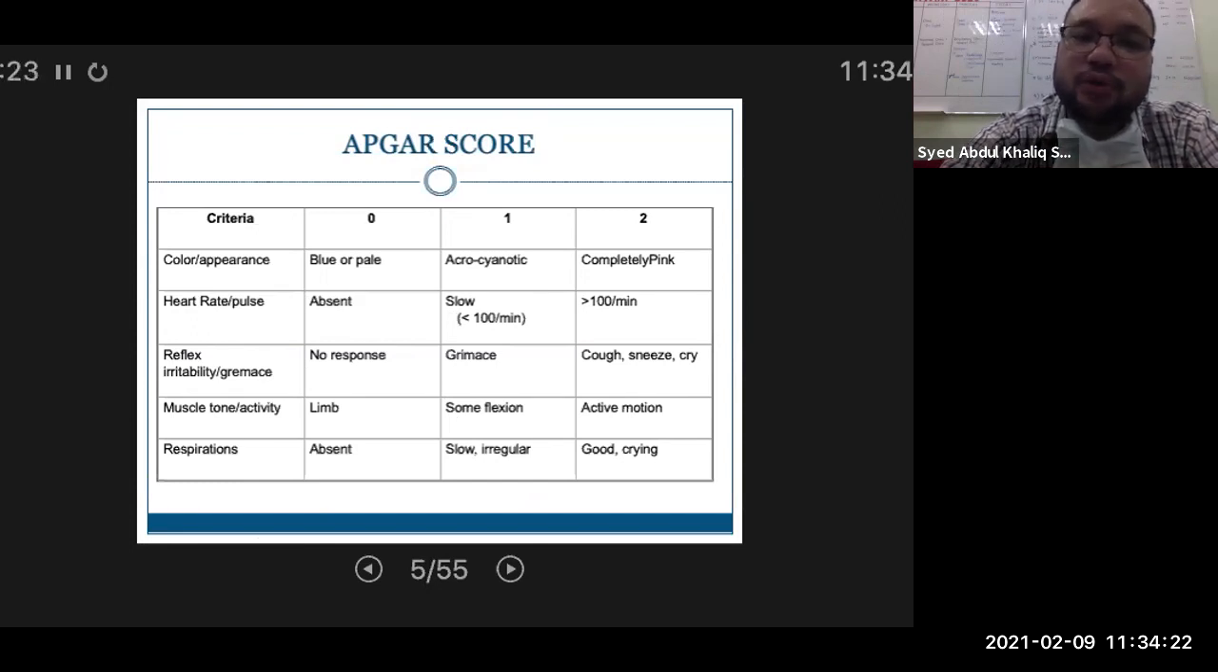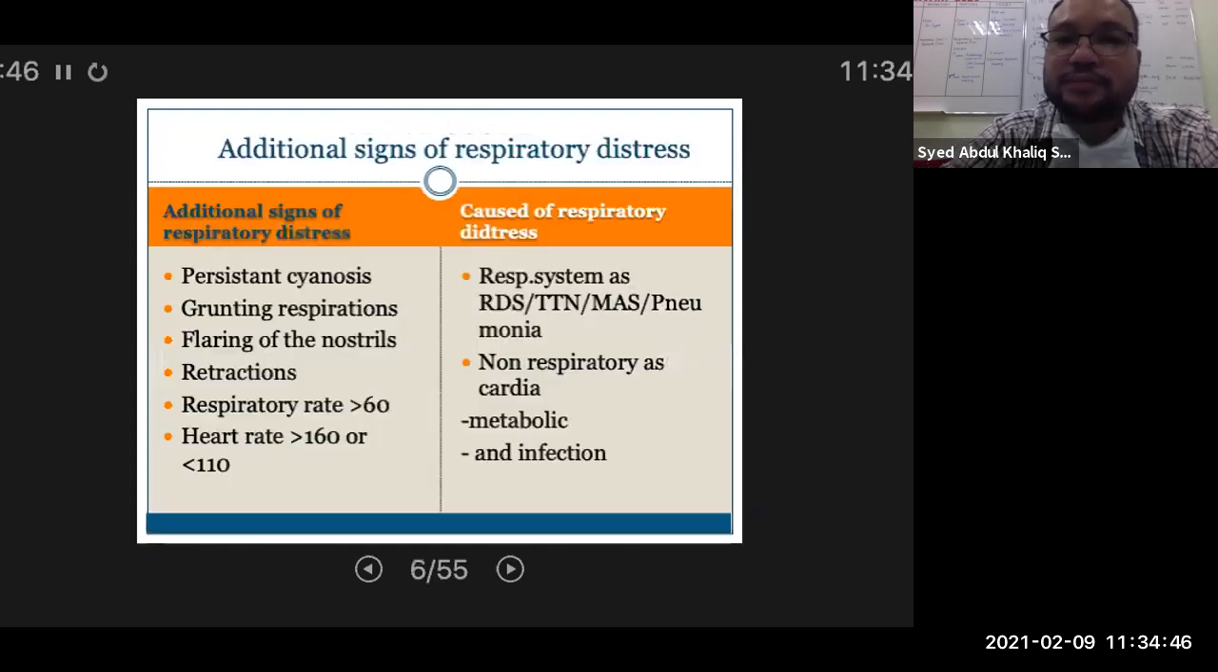How about the muscle tone? Whether the child is limp, flat, or if there is some flexion or there's active motion. The respiration, whether breathing is absent, slow, irregular, or good and crying. So a good APGAR score is 10. A zero APGAR score means there's no signs of life in the baby.